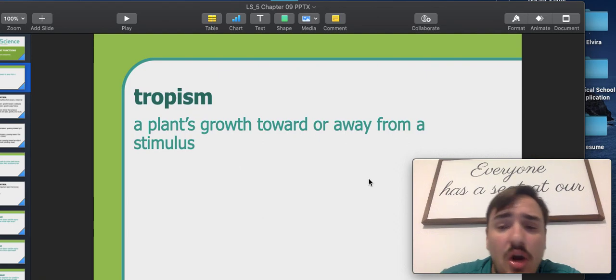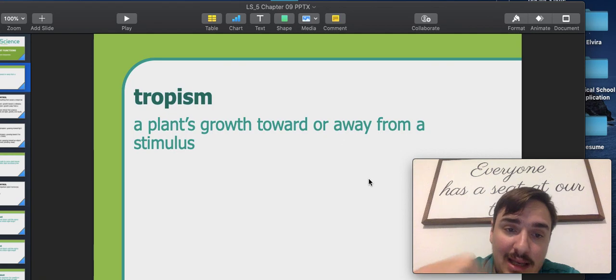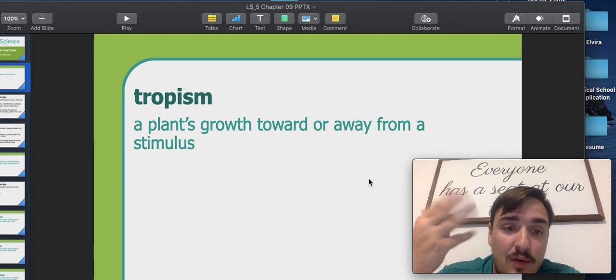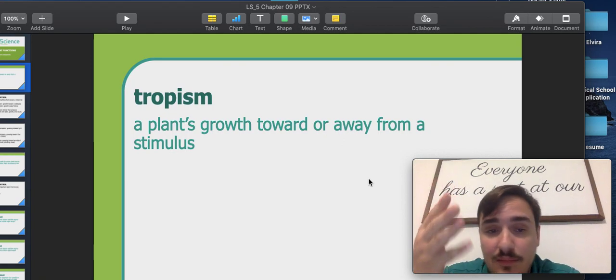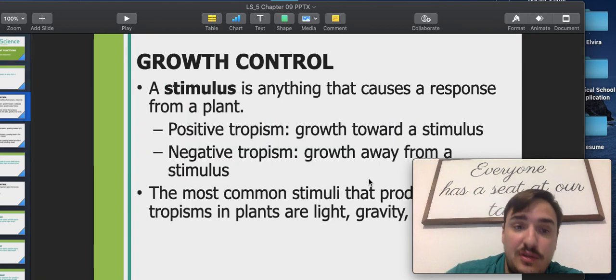So, tropisms. Remember, this is the way that a plant basically reacts to stimulus. And a plant can react to stimulus in a couple ways. They can either grow towards the stimulus or grow away. Now, a quick refresher, what is a stimulus? Stimulus is anything that elicits a response. So, for a plant, that could be light, for example. All right, so a couple things. A stimulus is anything that causes a response for a plant.